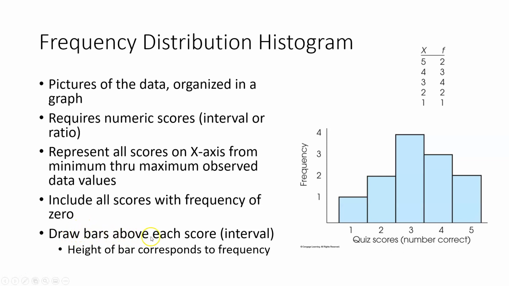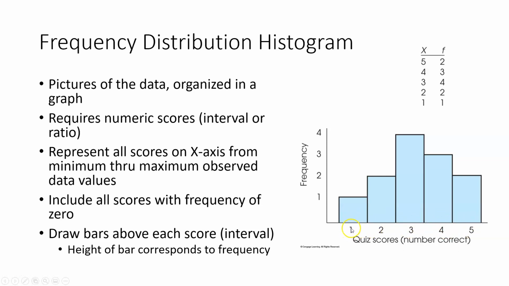You also need to draw bars above each score that represent the corresponding frequency of how many people got that. Here's an example of a frequency distribution graph once more, but this specifically is a histogram because this falls on a continuum from 1 to 5, and each category here blends into the next category.